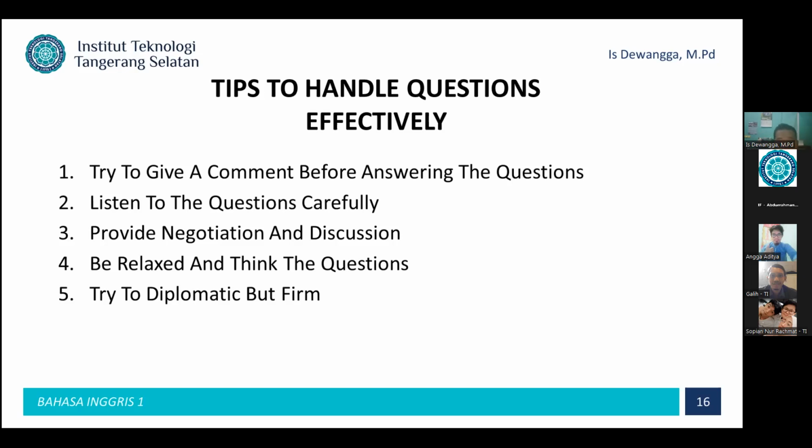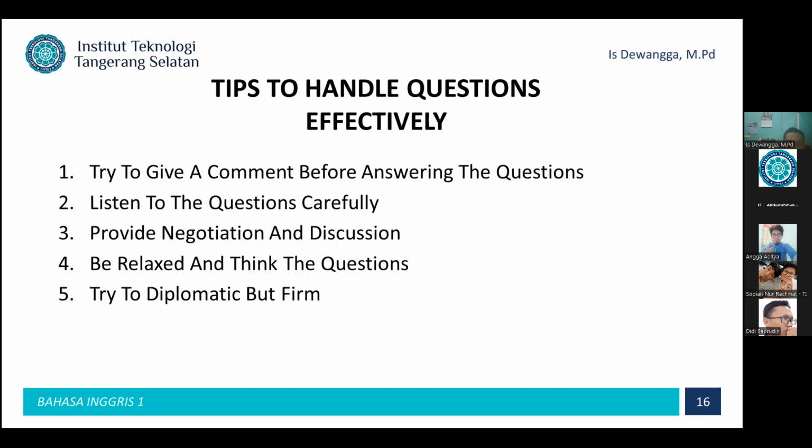And also provide negotiation and discussions. Maybe you are not sure of the source that the question comes from, so make it easy for the audience to understand. You can provide negotiation and discussion about the question that comes from one of your audience, and ask them to discuss what the answer is to the question that comes from one of them.